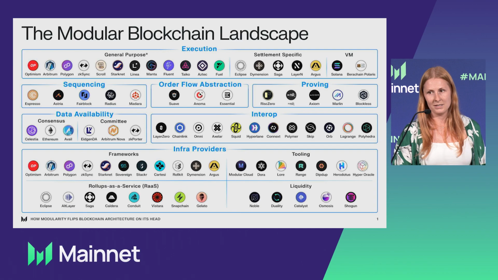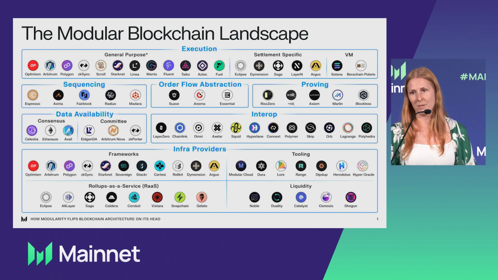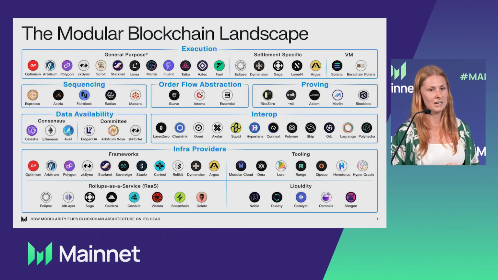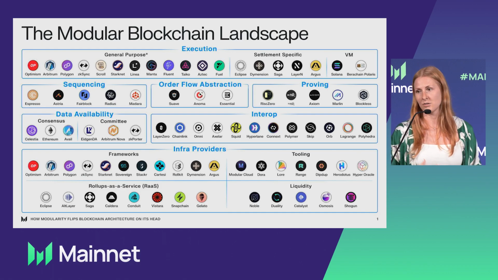The third problem is lack of developer flexibility at the app layer. When you're building a smart contract application, you're often constrained to the virtual machine or the programming language of that blockchain. When you build in the modular context, you can really do whatever and think outside of the box.